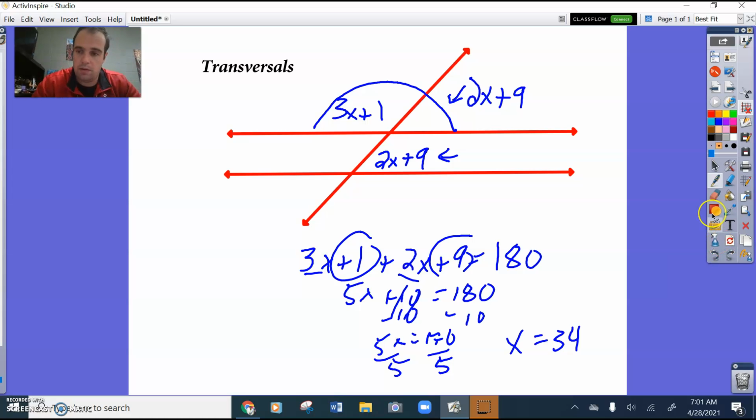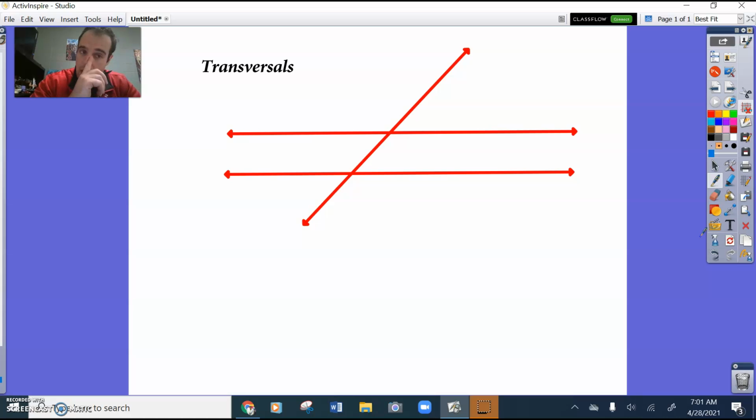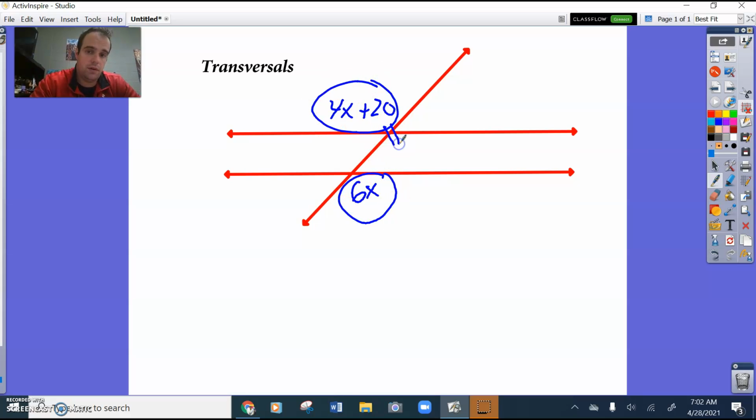Oh, didn't mean to do that. I apologize. Now, similar system works if you have something like 4x plus 20, and then you have like 6x over here. Okay. Now, on the surface, these don't look like they are related. Or do they? These are the alternate exterior angles, meaning this one has to equal this one. Because these are vertical, I'll call this angle A, and angle A and 6x are the same thing. That means that 4x plus 20 must equal 6x.